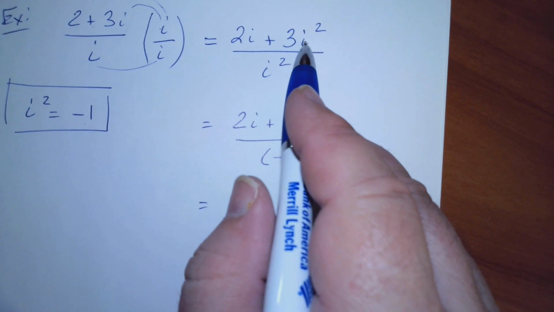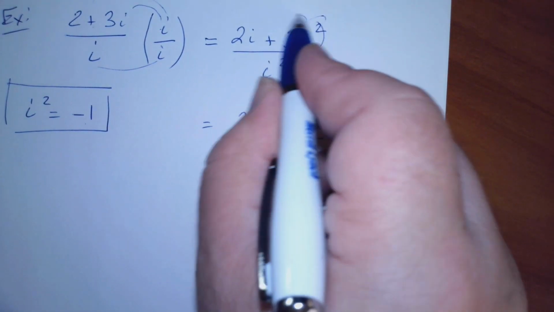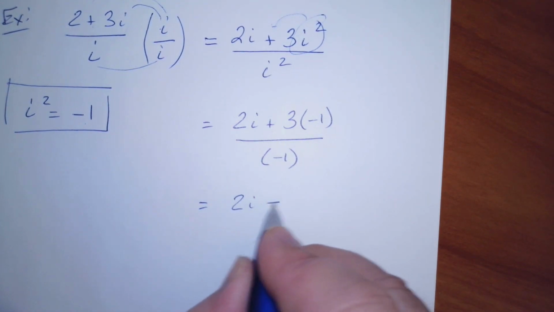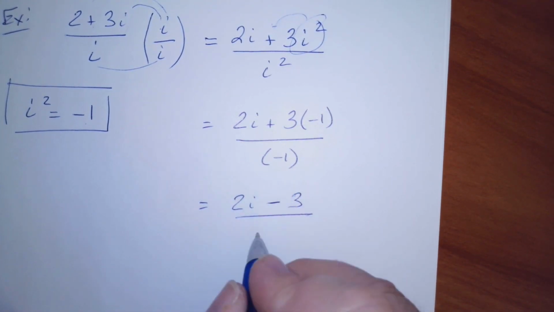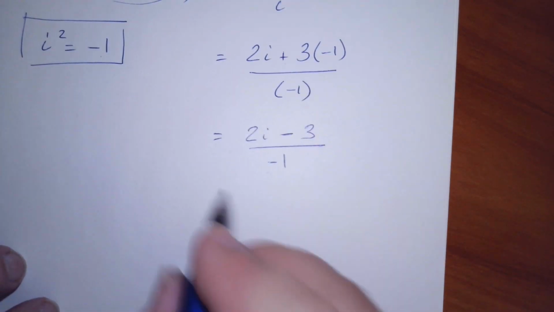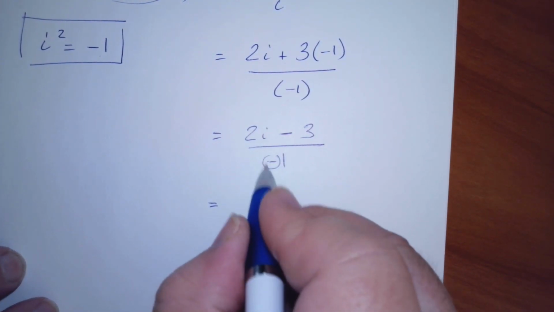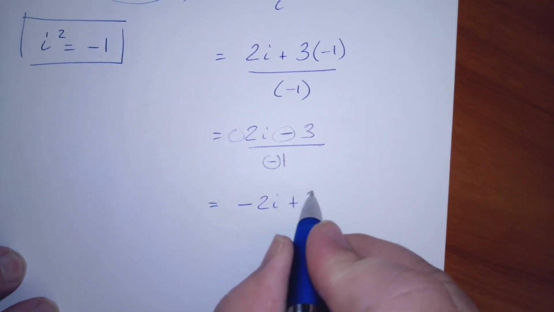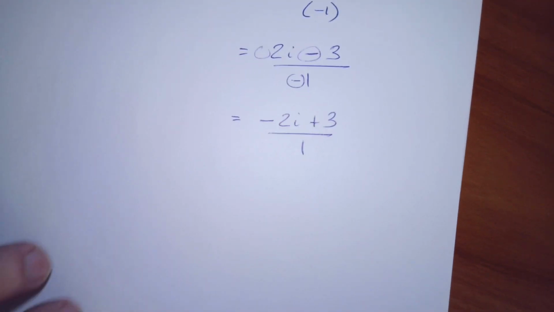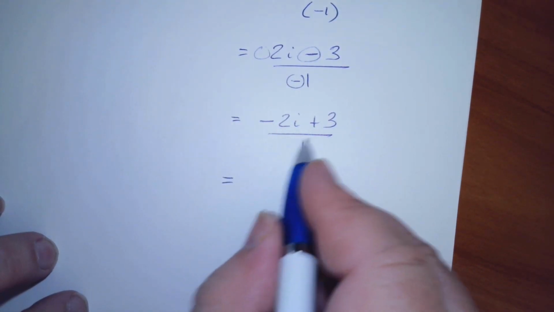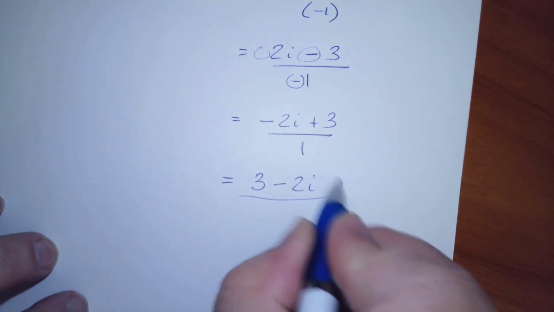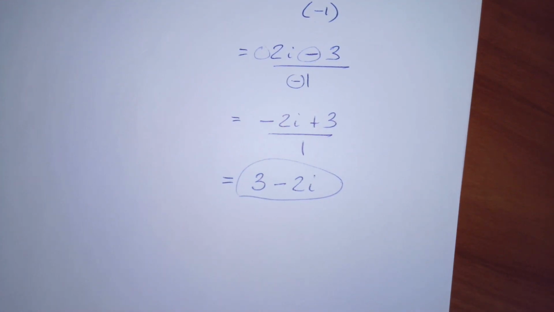Again, as I said, i squared, all it does is change the sign of the coefficient. So positive 3 times negative 1 becomes negative 3. And this one is negative 1. So this negative on the bottom changes the signs of the top numbers. So put it in the right order. So it's 3 minus 2i there. So that's if you have a monomial on the denominator.